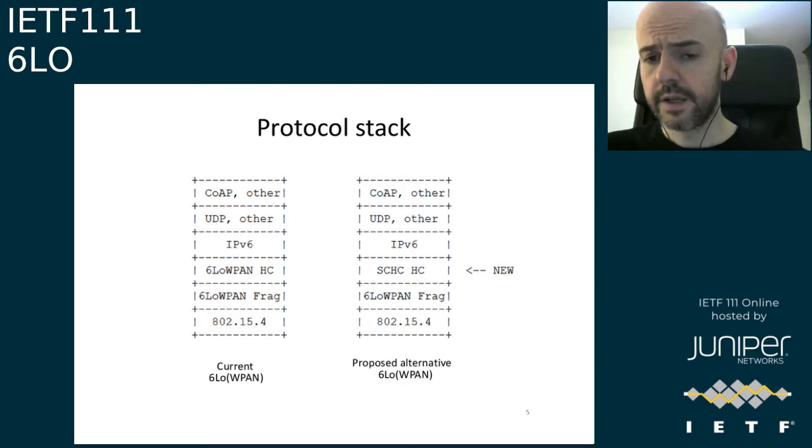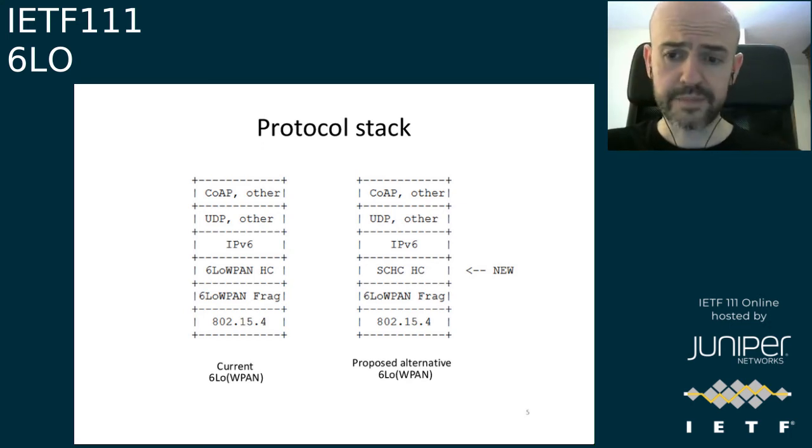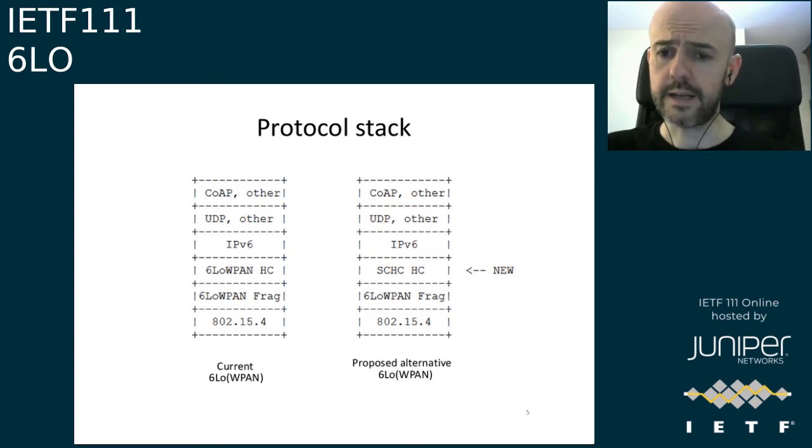However, to be clear, the aim is not obsoleting traditional 6LoWPAN header compression. The goal here is to provide just another way to perform header compression if that seems to be suitable or beneficial in some 6LoWPAN or 6Lo environments. Another comment is that, as you can see in the protocol stack on the right, we stick to 6LoWPAN fragmentation, even if SHIC also provides some fragmentation functionality.